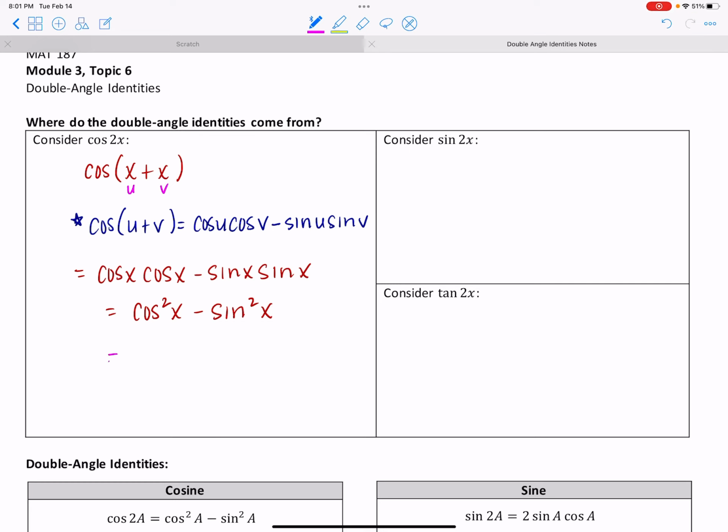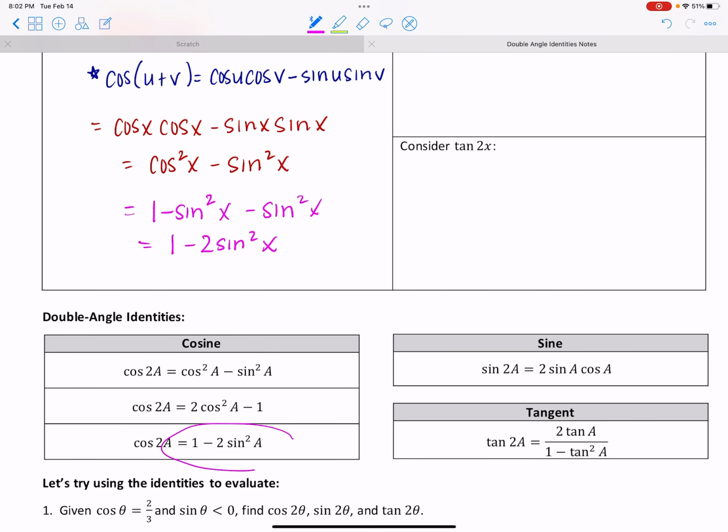So if we replaced cosine squared with 1 minus sine squared, x minus another sine squared x, this just comes down, then we have two like terms there that I could combine. So I could also call this 1 minus 2 sine squared of x. And that would be a form that we see here. The cosine of twice that angle is 1 minus 2 times the sine squared of that angle.